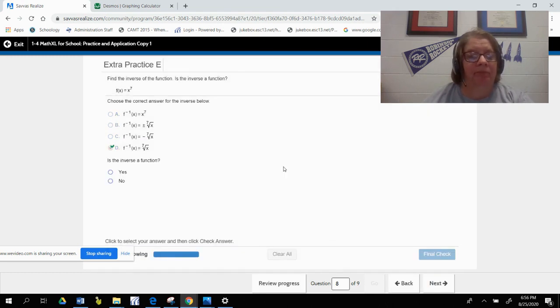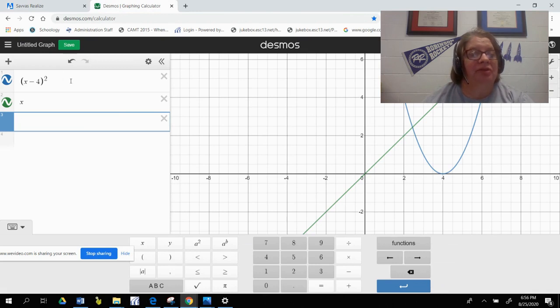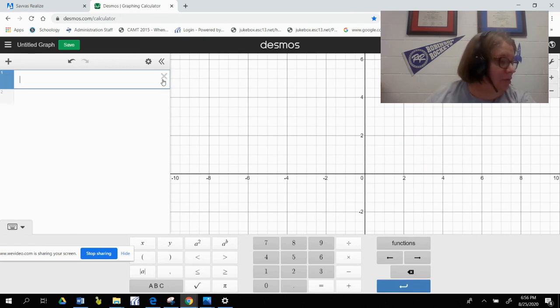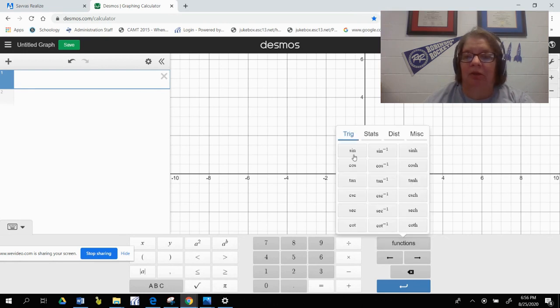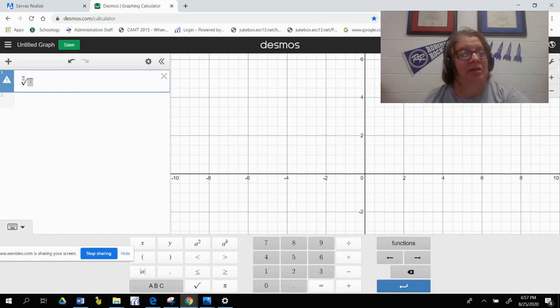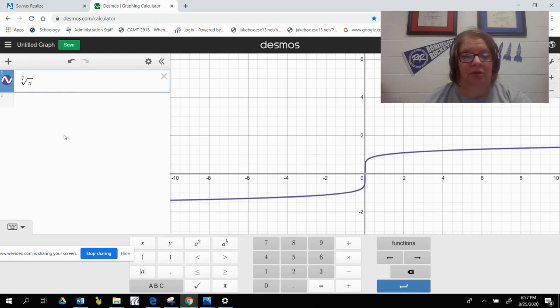One more part. Is the inverse a function? The inverse was the 7th root of x. I can show you how to do this on Desmos. 7th root of x. I went to functions and to miscellaneous. Do you see this nth root right here? And it gives you a number. We want the 7th root of x.